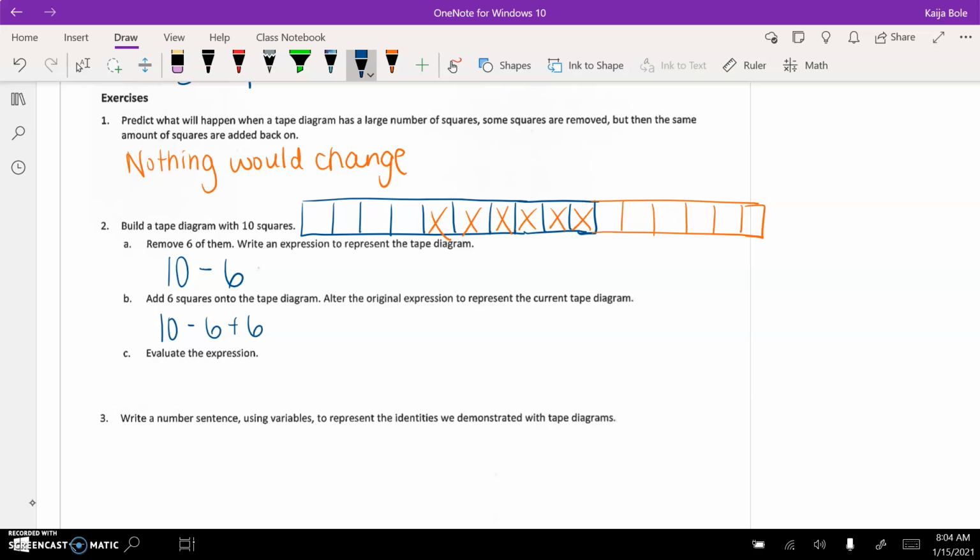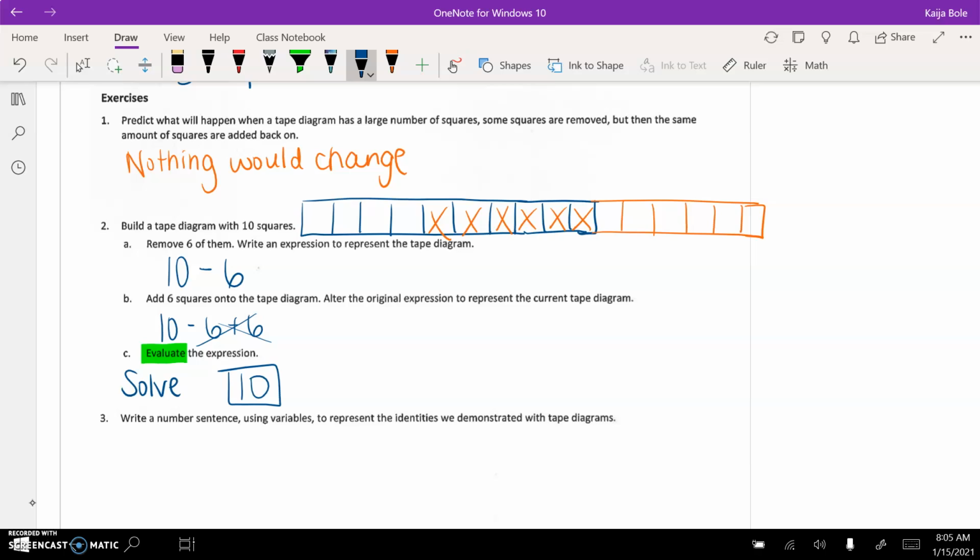And now part C says evaluate the expression. This word evaluate, that means to solve. So what happens? I have 10 minus 6, which is 4, but then I'm going to add the 6 back on. So really, those 6's kind of canceled. They go away, and I just end up with 10.